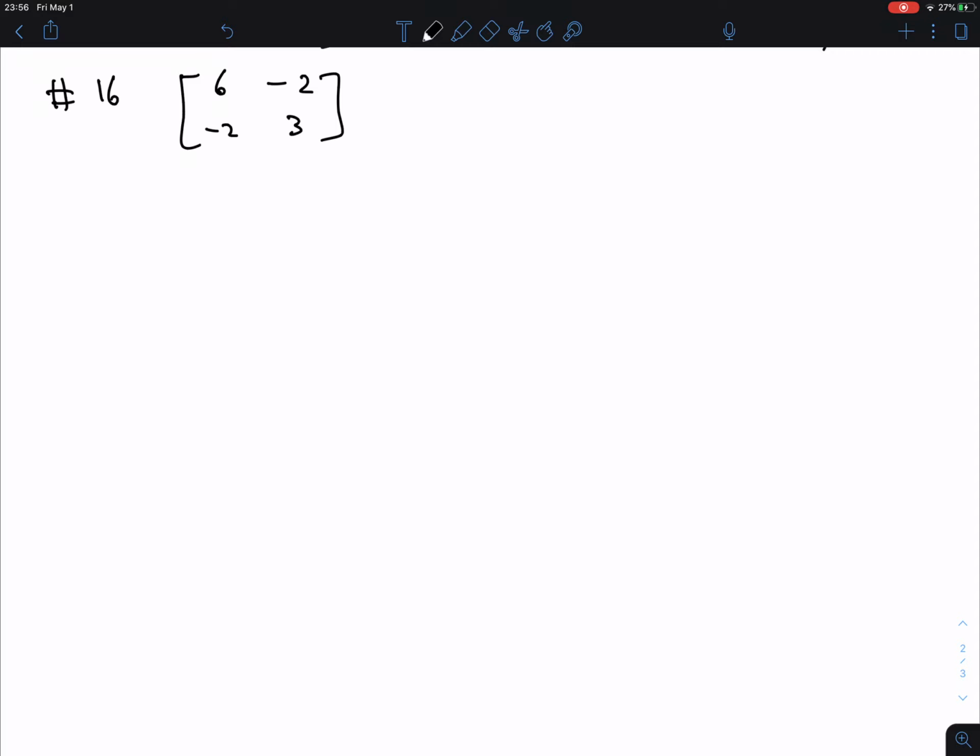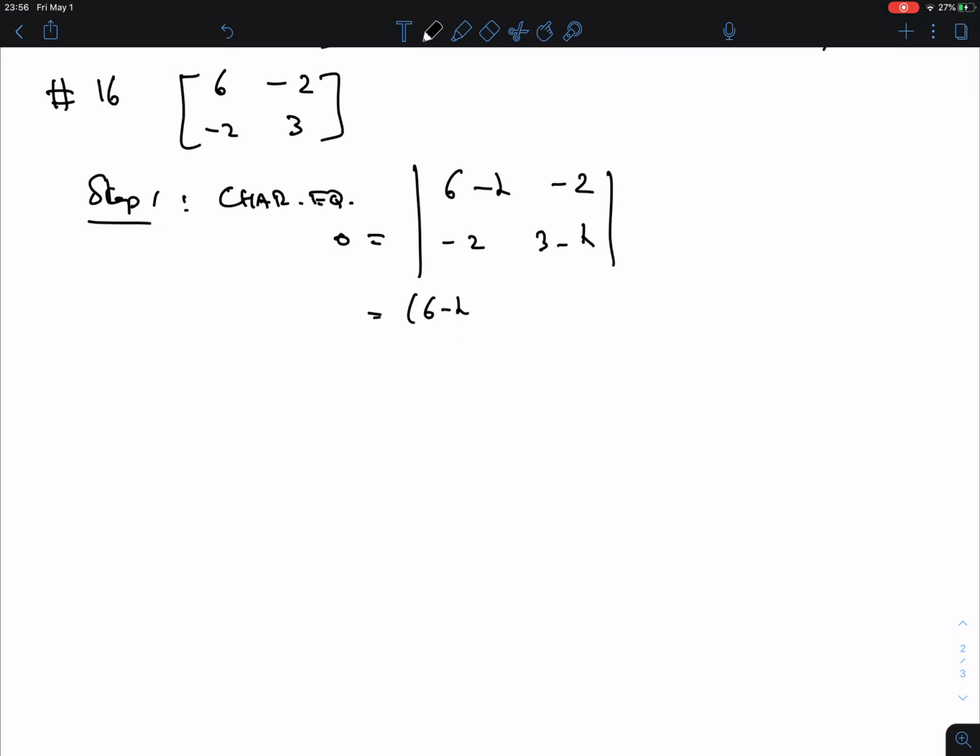Okay, so step 1, this is a symmetric matrix, right? Okay, so that makes sense. Okay, characteristic equation. We have 6 minus lambda, minus 2, minus 2, 3 minus lambda, equal to 0. So that is 6 minus lambda times 3 minus lambda minus, so this is minus 4. Let's fold this out. 18 minus 6 lambda minus 3 lambda plus lambda squared minus 4. So we get lambda squared minus 9 lambda. You add the like terms and then plus 14.